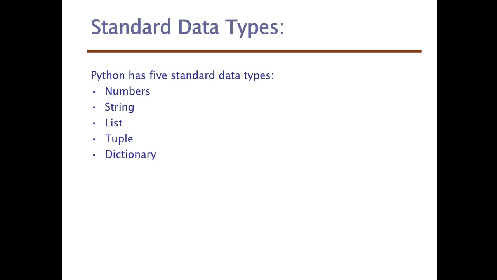So today we will talk about standard data types in Python and what the scope of data types in Python is. So let's start with this video. Here I have mentioned five standard data types. Number one, numbers. Second, string. Third, list. Fourth, tuple. And fifth is dictionary. There are five data types.